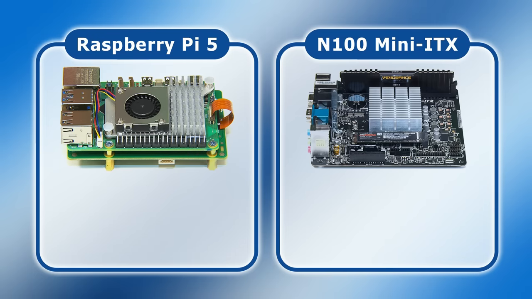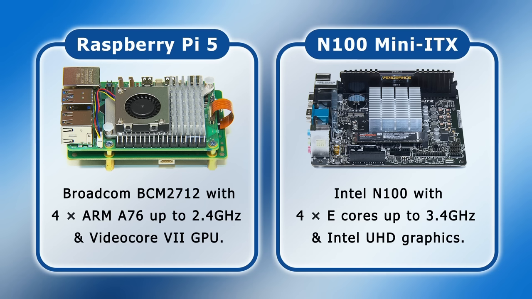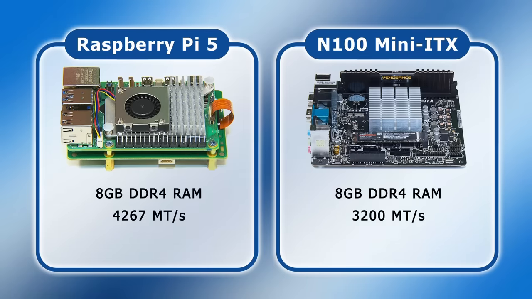Comparing other specifications, the Pi 5 has a Broadcom BCM2712 system on a chip, with 4 ARM Cortex-A76 cores running at up to 2.4 GHz, together with a VideoCore 7 GPU that supports 4K60 output. Meanwhile, our N100 has 4 Intel E cores clocked at up to 3.4 GHz, as well as Intel UHD graphics that again support 4K60. Both systems are equipped with 8GB of DDR4 RAM, with the Pi's running at 4267, whilst the N100's RAM is clocked at 3200, although some N100 systems can go up to 4800.